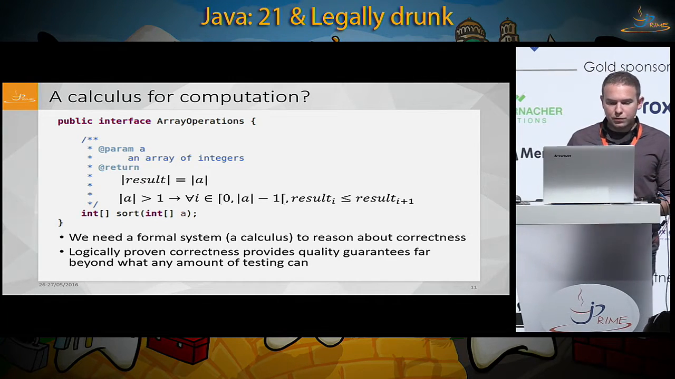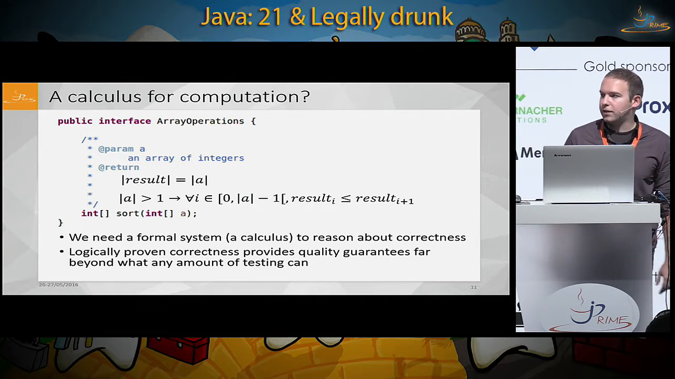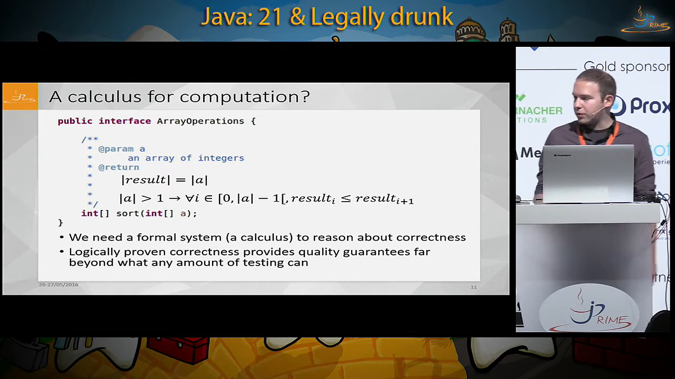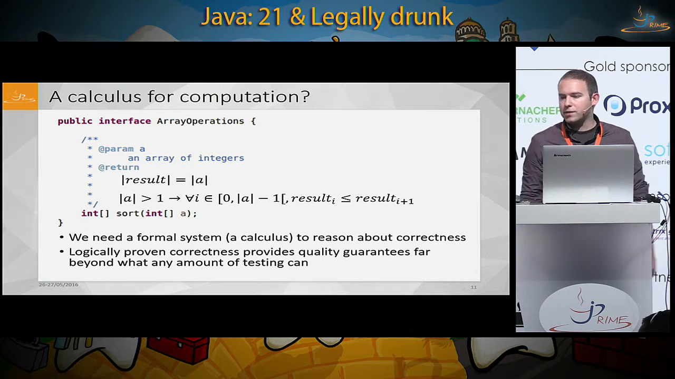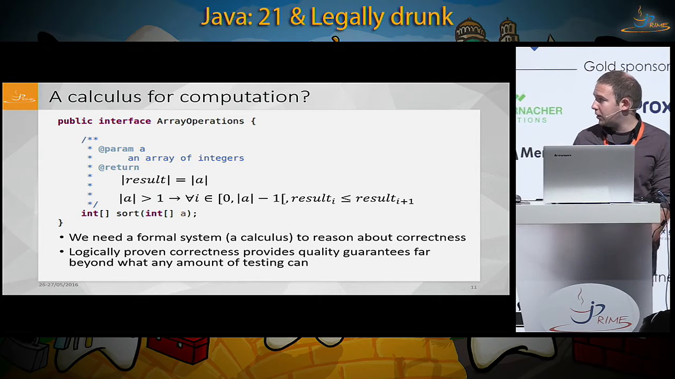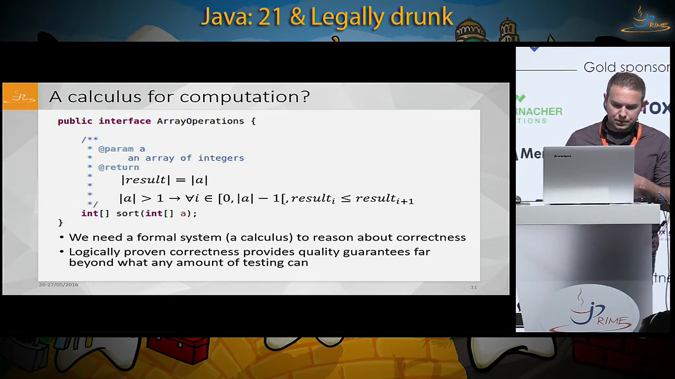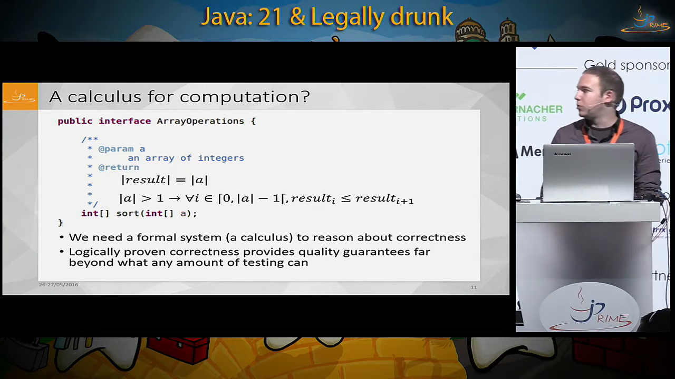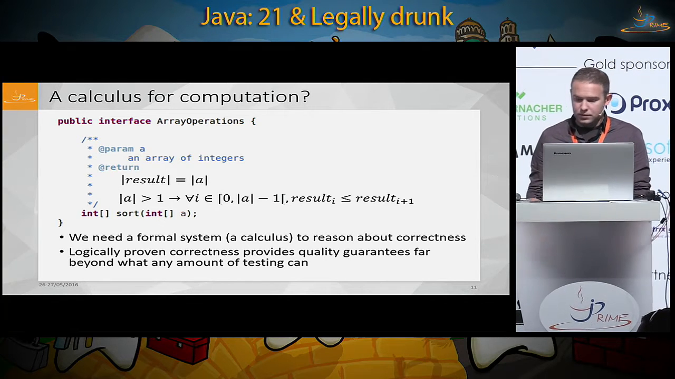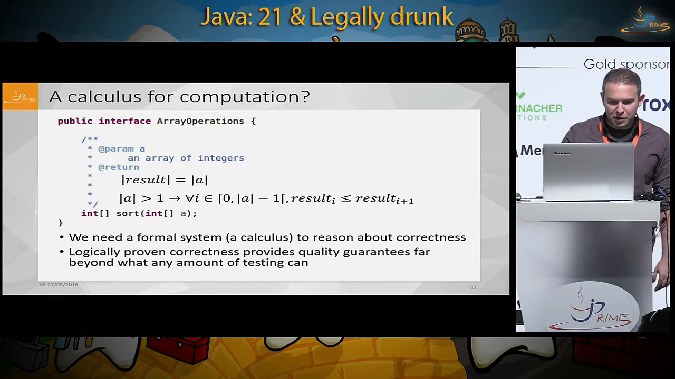And actually, the value that we would get from this is that logically proven correctness can provide us guarantees of quality far beyond what any amount of testing could provide us. So we have high hopes at this point.